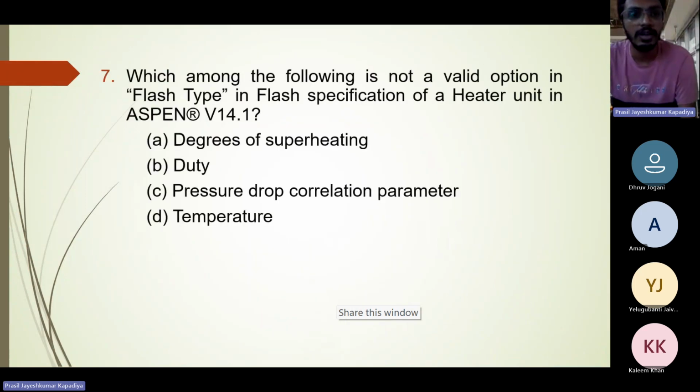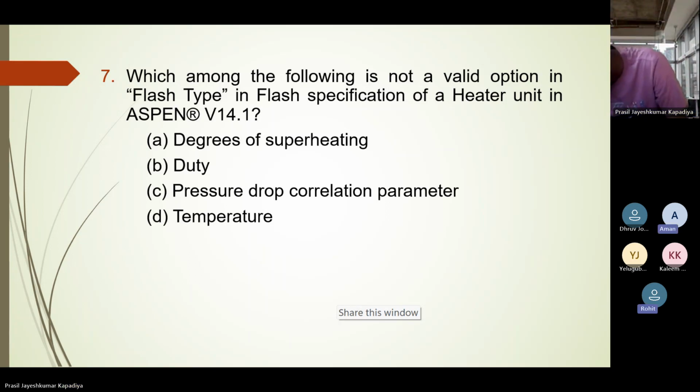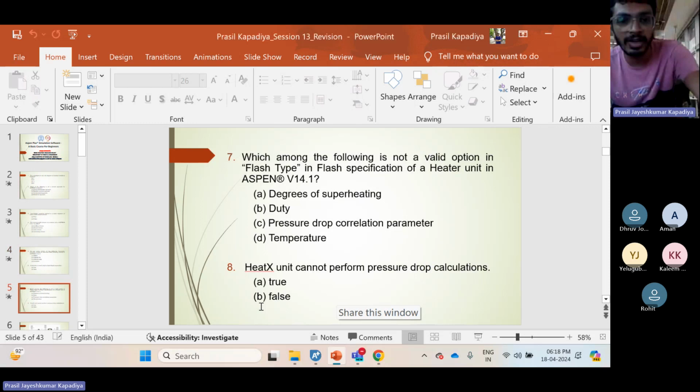Now let's move ahead. Which among the following is not a valid option in flash type or flash specification of the heater unit? Does anyone know the answer or want to comment something, and then we can go to the Aspen window? Anyone? Pressure drop correlation factor. Okay. I guess all of these are valid options.